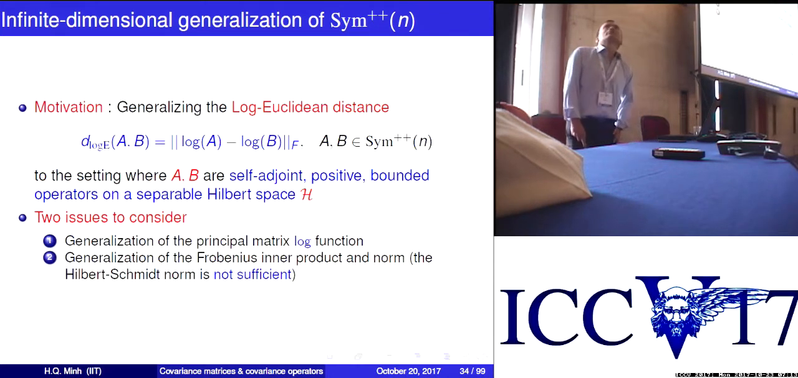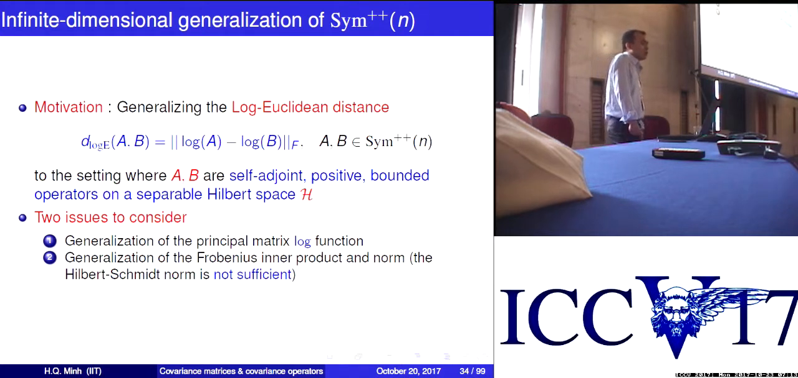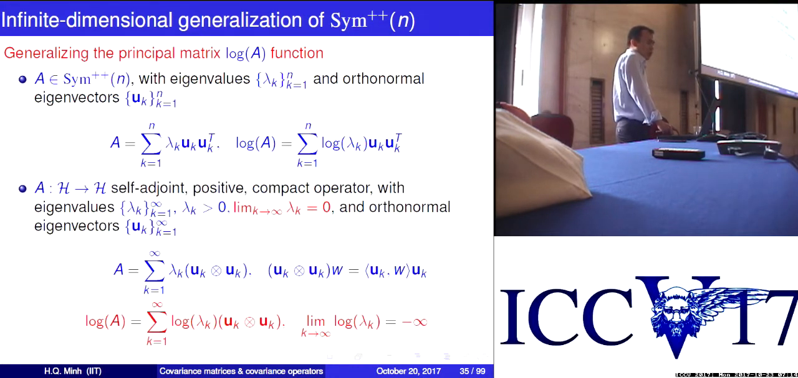So let's try to motivate this setting. We want to generalize the log Euclidean distance, log A minus log B, when A and B are bounded operators, infinite matrices. First we want to generalize the log function, and then the Frobenius inner product and norm. One issue is that the Hilbert-Schmidt norm we talked about just now is not sufficient, so we have to do one extra step. There are two issues to consider here to generalize this formula.